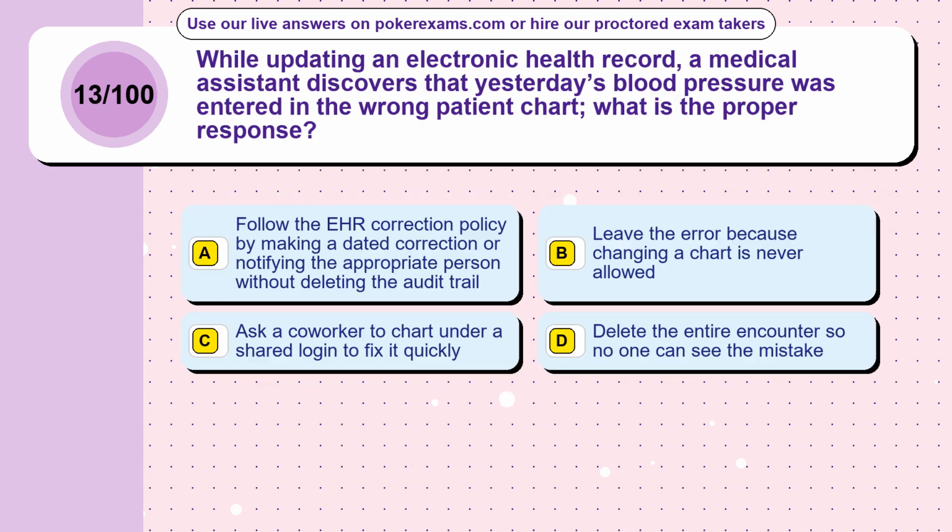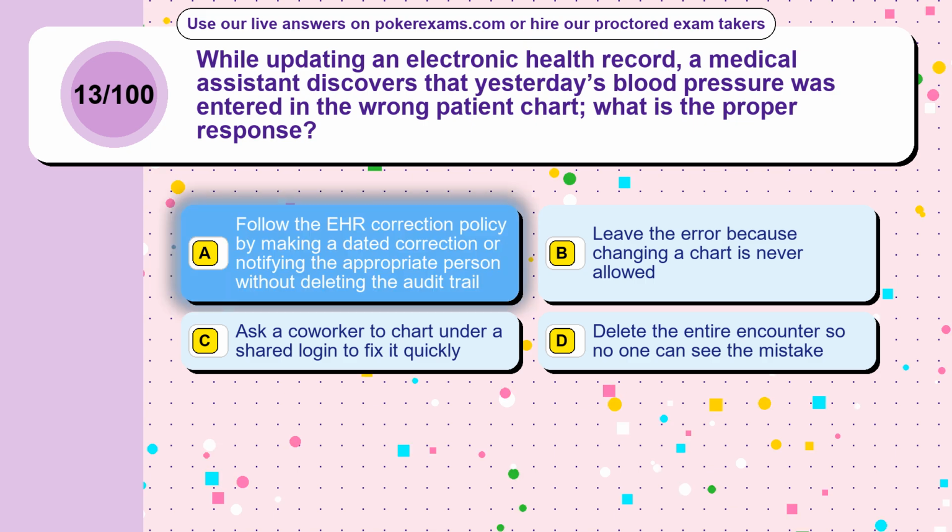Question 13. While updating an electronic health record, a medical assistant discovers that yesterday's blood pressure was entered in the wrong patient chart. What is the proper response? Option A. Follow the error correction policy by making a dated correction or notifying the appropriate person without deleting the audit trail. Option B. Leave the error because changing a chart is never allowed. Option C. Ask a coworker to chart under a shared login to fix it quickly. Option D. Delete the entire encounter so no one can see the mistake. The correct answer is option A.